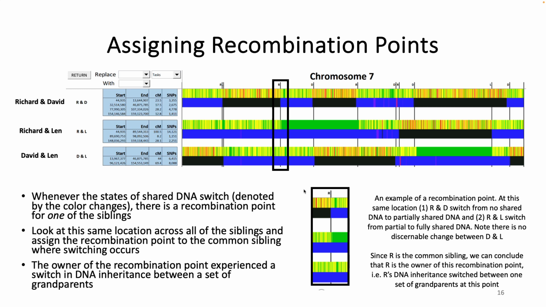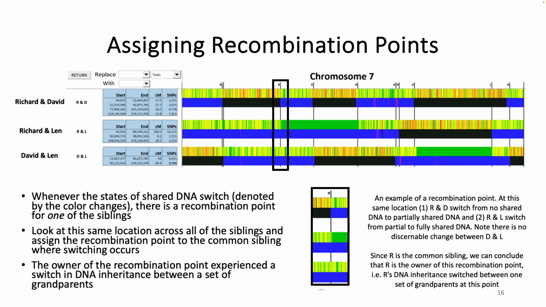So once you understand these 3 different states, what we are going to do is assign recombination points. Whenever the states of shared DNA switch, and we can see that when the color changes across the chromosome, whether it goes from black to blue here, or the blue with the yellow changes to blue to green, that indicates there is a recombination point for one of the siblings.